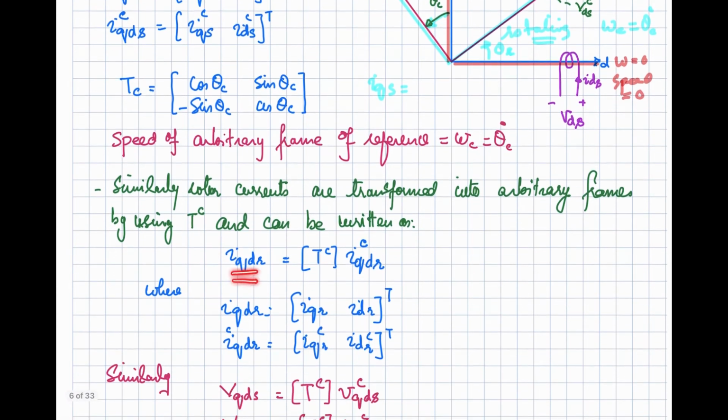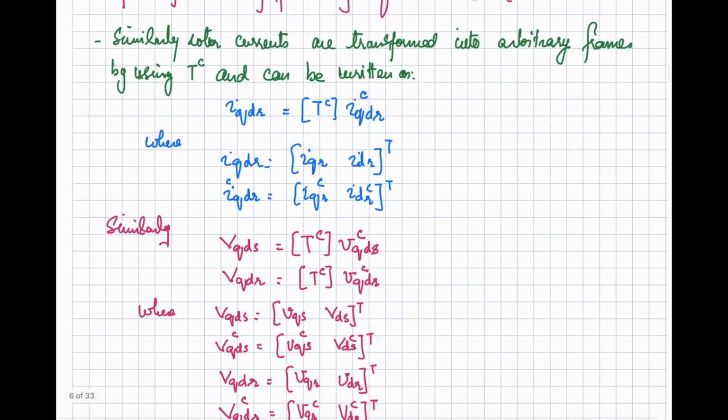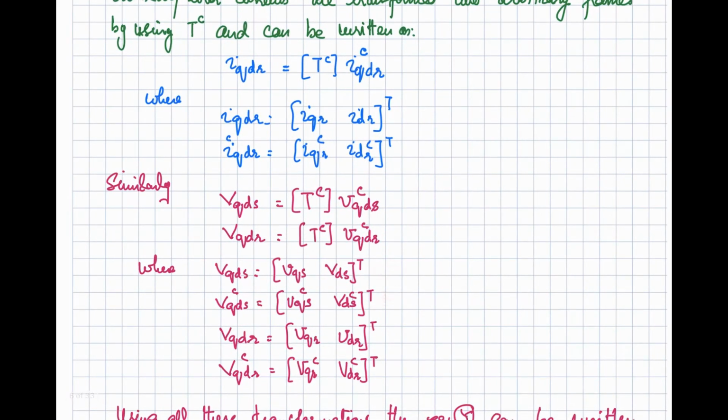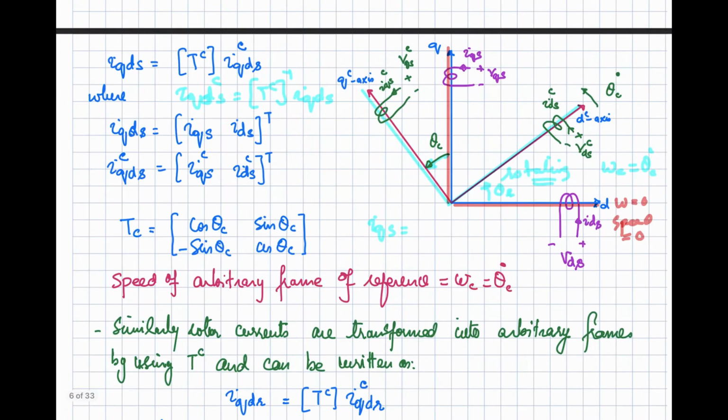So in this, the IQDR will be equal to IQR and IDR, the q axis rotor current and the d axis rotor current. And what is this IQDRC? These are the quantities in the rotating frame of reference, so that will be IQR, the rotor current in the rotating frame of reference of the q axis, and the d axis rotor current in the rotating frame of reference, right? Similarly, you can write down the equation for the voltages using the same transformation matrix, and VQS and VDS, these vectors or matrices are defined like this. Okay, now you can translate from the rotating frame of reference to the stationary frame of reference, and vice versa, with the help of this transformation.